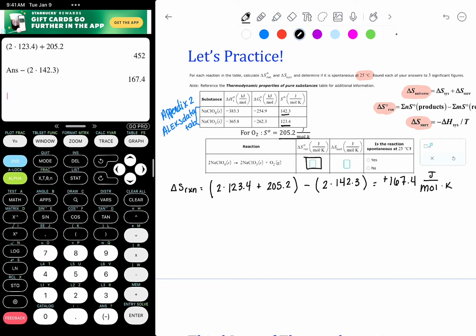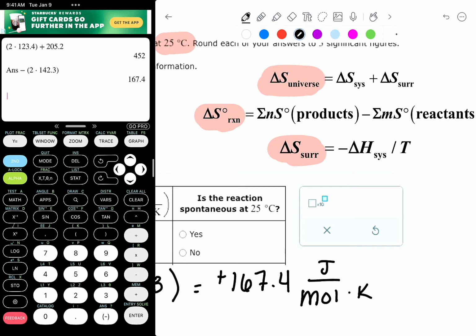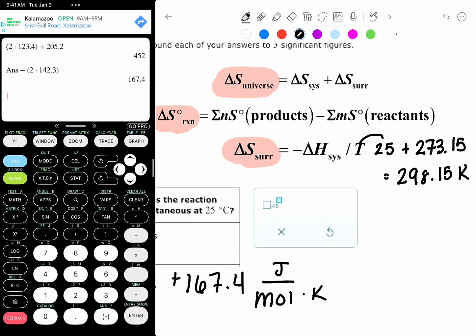Next up, we want to find delta S of the surroundings. If we look at our equation for that, delta S is equal to negative delta H of the system divided by the temperature. Well, we know the temperature is 25 degrees Celsius, but we have to convert that to Kelvin since S has units of joules per Kelvin. So we have to add 273.15 to that. So we get 298.15 Kelvin as our temperature.